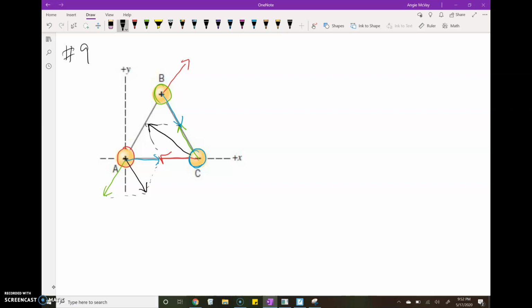Charge B has a net force that is just to the right, which is along the x-axis. So the answer to this one is B. Hope that helps.